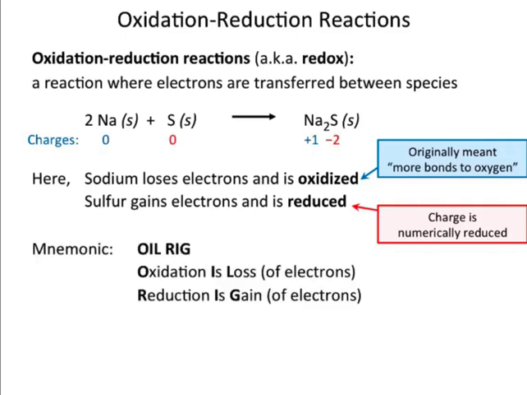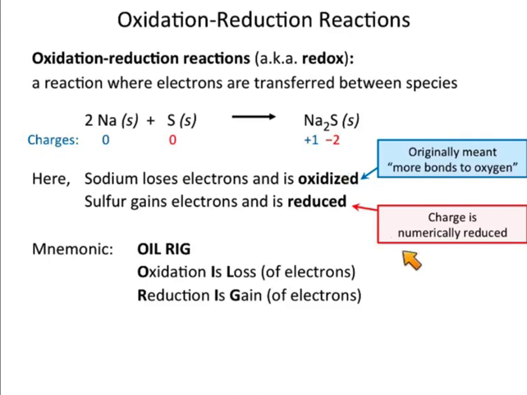You have some mnemonics that can help you with this. One common one is OIL RIG, and that says that oxidation is loss of electrons, and reduction is gain of electrons. So sulfur is reduced because it gained electrons. It went from 0 to -2, and that's adding electrons because electrons are negative.